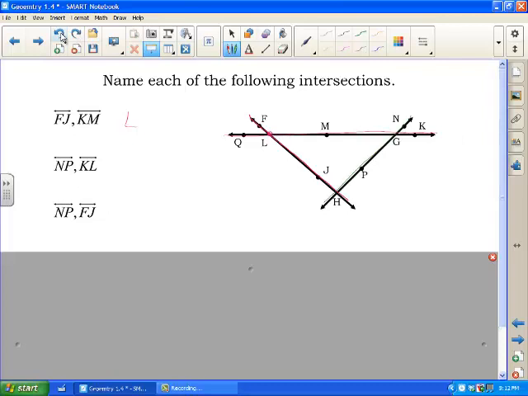Now if I look at line NP and line KL, I can see that they intersect at a point as well, and that point is point G. And finally we have lines NP and FJ, and if I look at those two, they meet at point H.